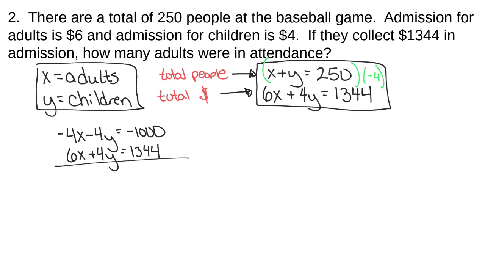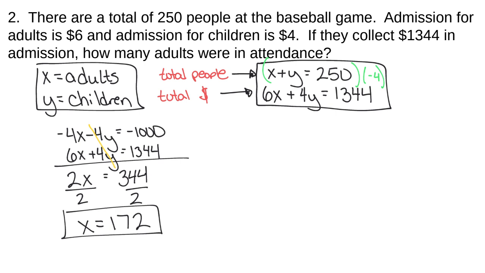-4x plus 6x is 2x. Negative 4y plus 4y cancels out. Negative 1,000 plus 1,344 is 344. And then we're going to divide by 2 to get x. We know that x equals 172. Once we know one variable, we can find the other.